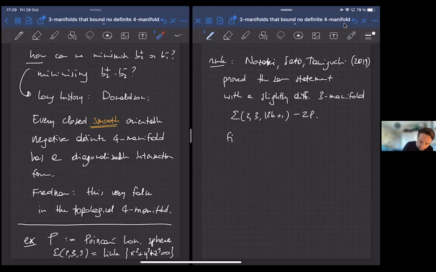They used filtered instanton Floer homology, which is something that I don't know a whole lot about, but I know that it's very different from what we do.